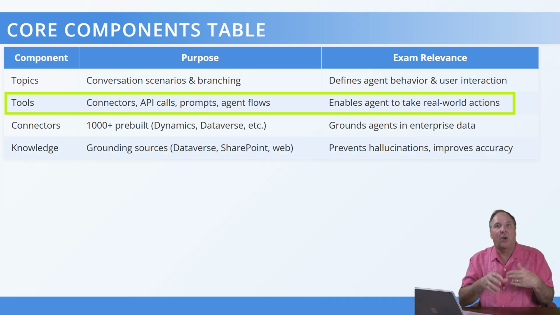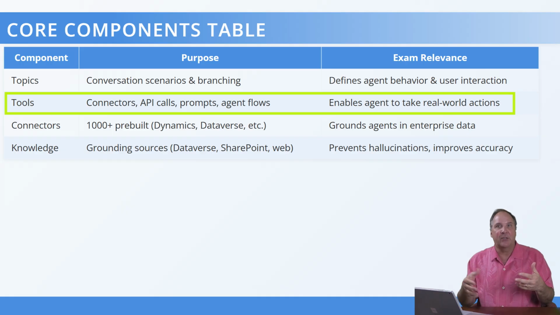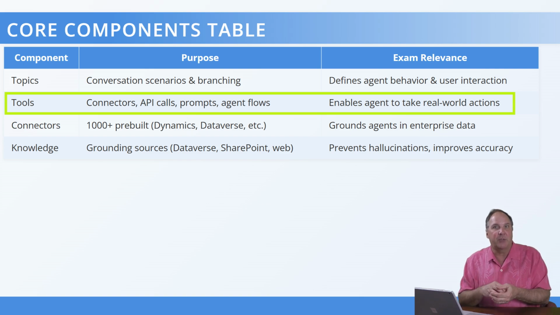Tools are the tool calls and the integrations. Tools answer the question, what can the agent actually do? An action might send an email or create a record in a database or call some external API. This is where the agent stops just talking and starts doing.